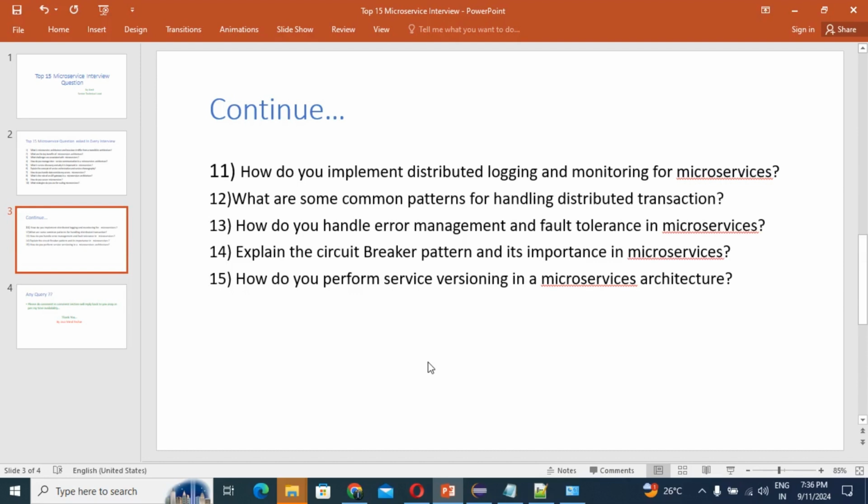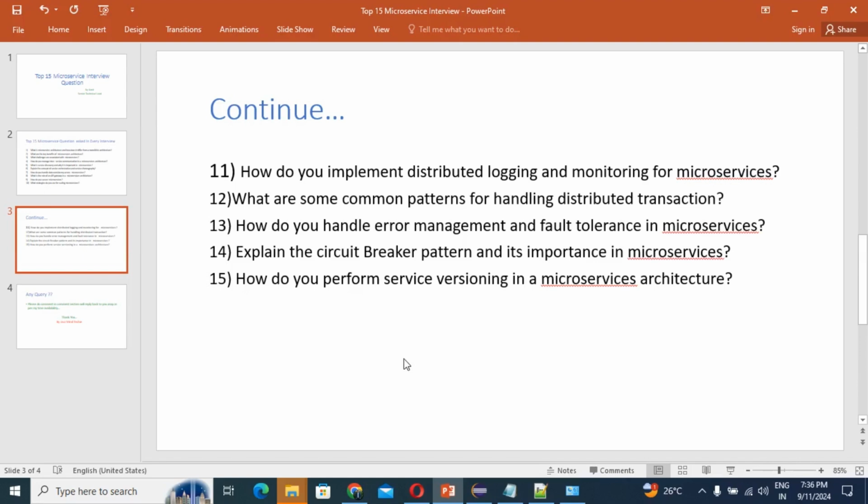Guys, last but not least, an important question: how do you perform service versioning in microservice architecture? So guys, service versioning can be performed using these approaches. URL versioning, guys. With the help of URL versioning, you can perform the service versioning. Include the version number in the URL path. For example, you can use API slash v1 slash resource. That means using the version number in the URL path.